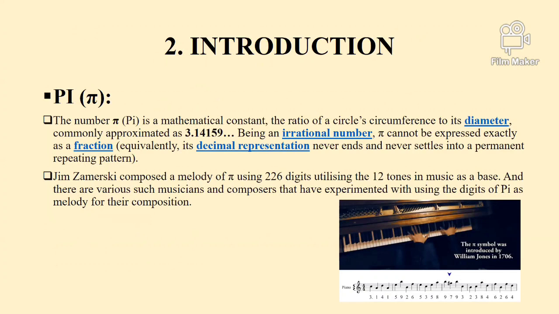Jim Zamoreski composed a melody of pi using 226 digits, utilizing the 12 tones in music as a base. And there are various such musicians and composers that have experimented with using the digits of pi as melody for their composition.